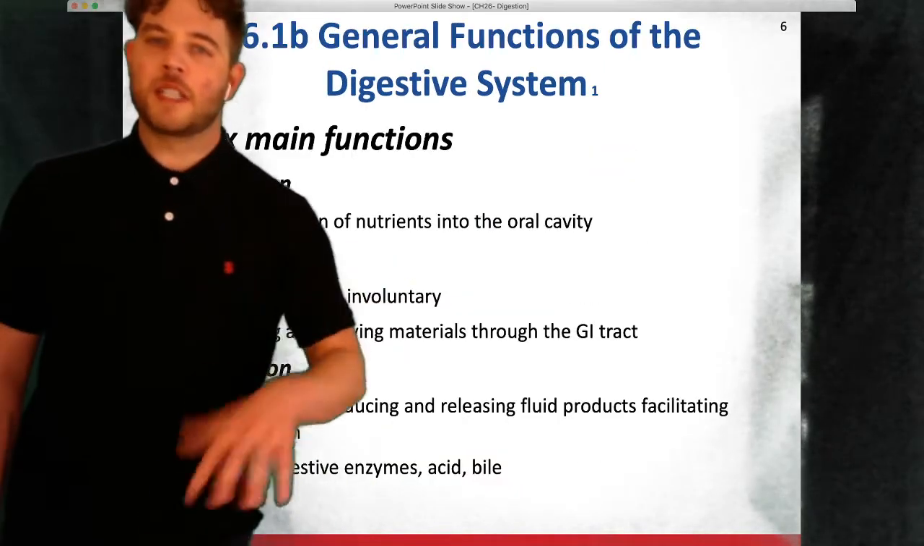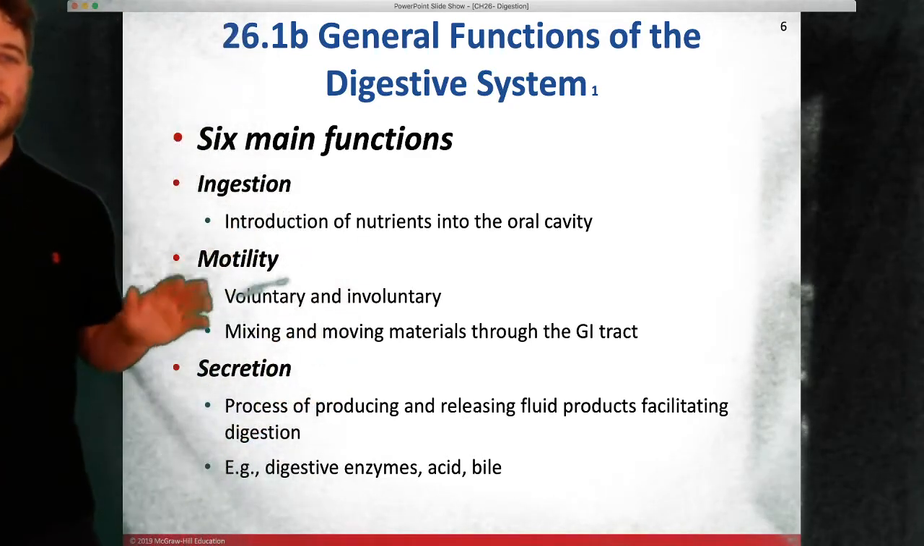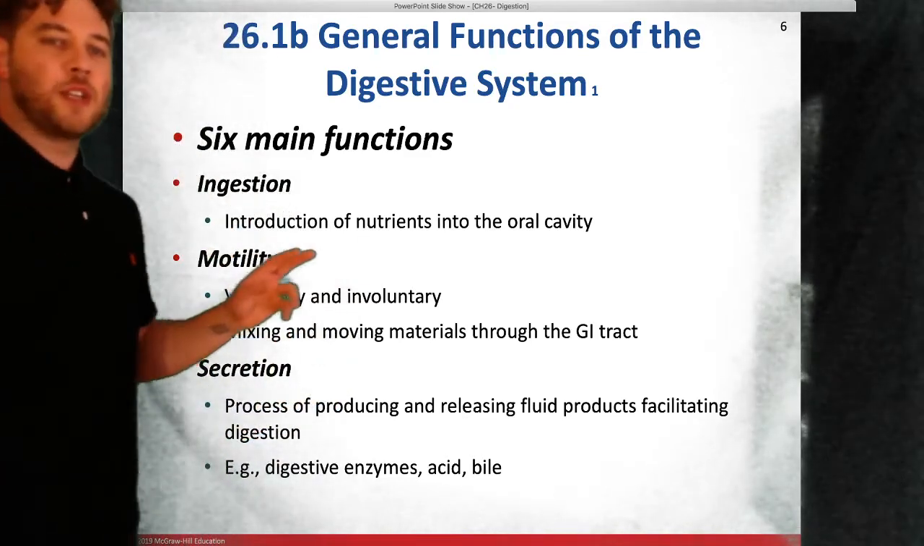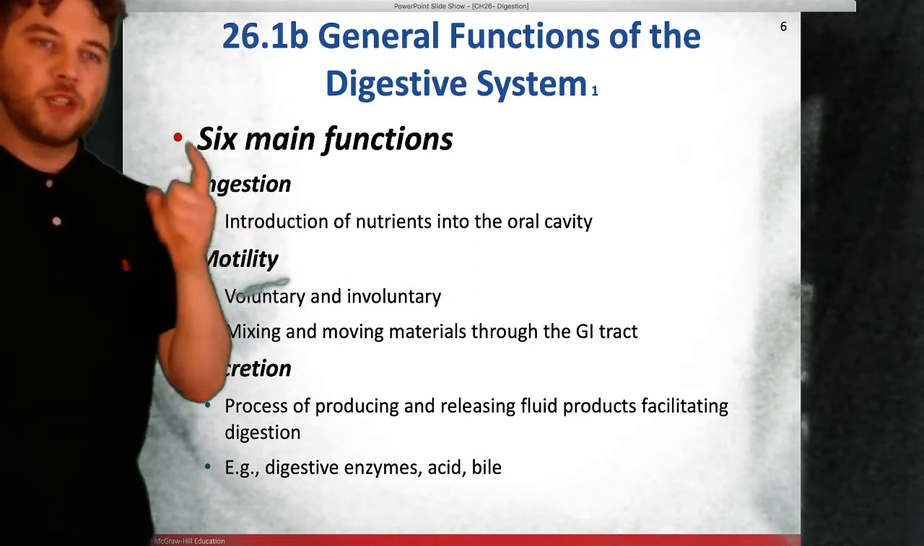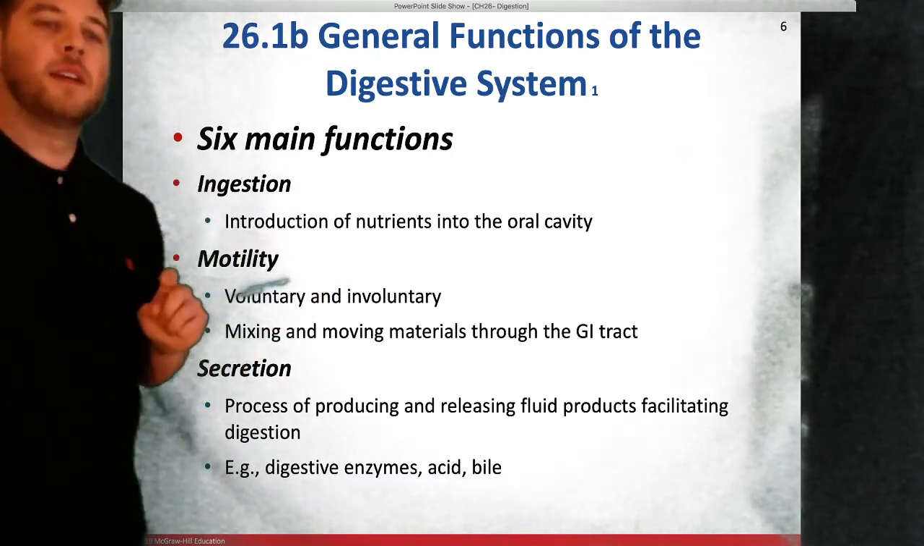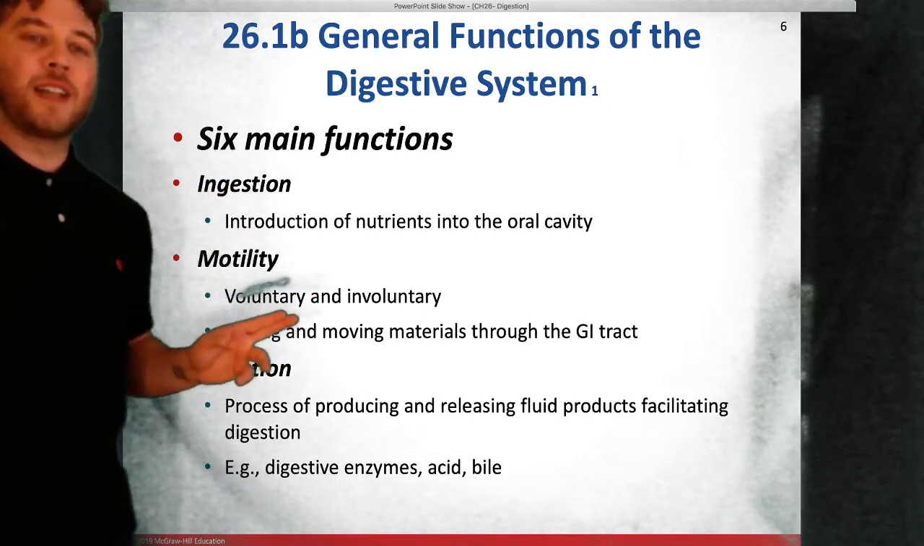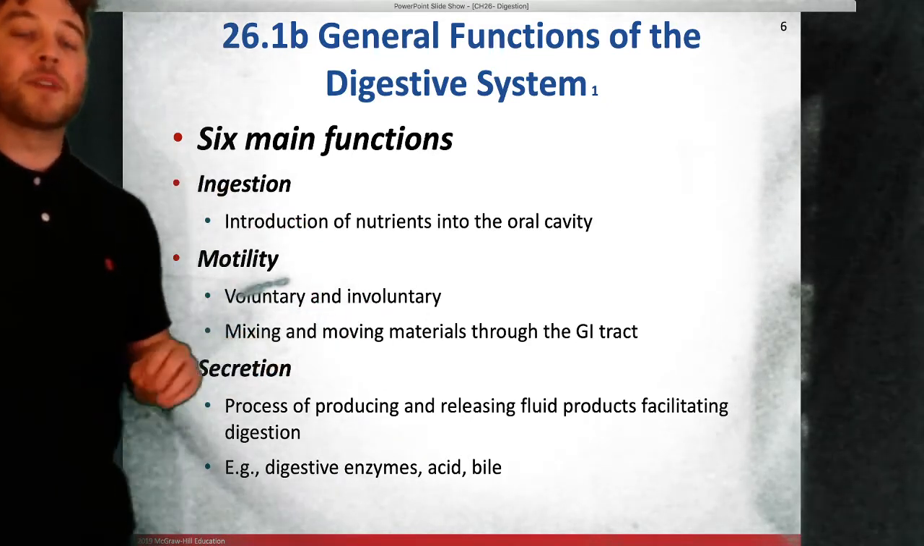So the six main functions of the digestive system: you have ingestion, motility, and secretion. Ingestion is the introduction of nutrients into the oral cavity. This only occurs in one place. You should only ingest food through one place. Motility, both voluntary and involuntary.